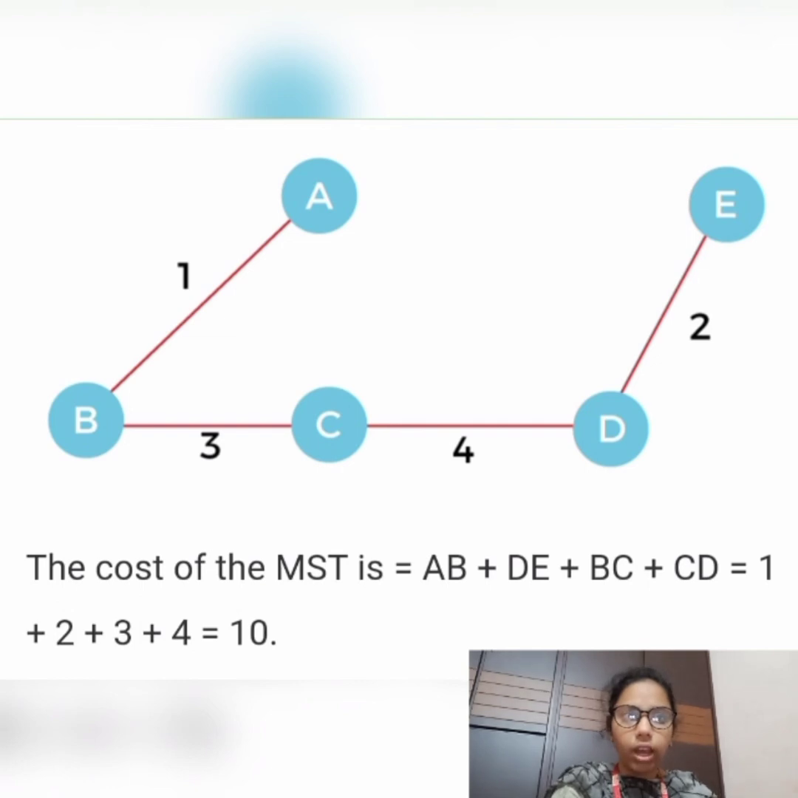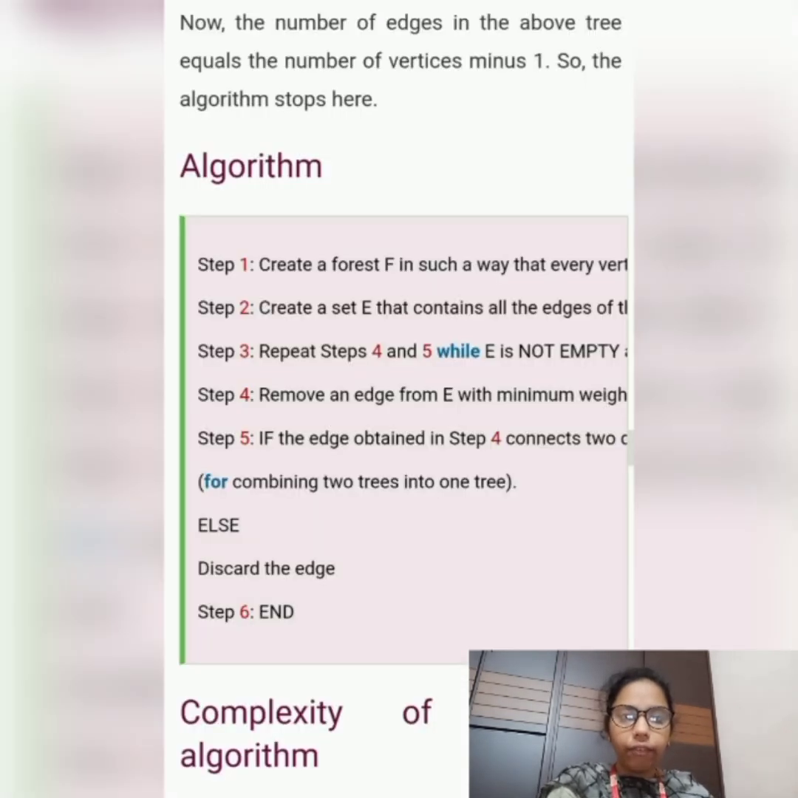Now let us look at the algorithm. Create a forest F in such a way that every vertex is a separate tree. Then create a set E that contains all the edges. Repeat step 4 and step 5 until E is not empty. And if the edge obtained connects two vertices already in the same tree, discard the edge.